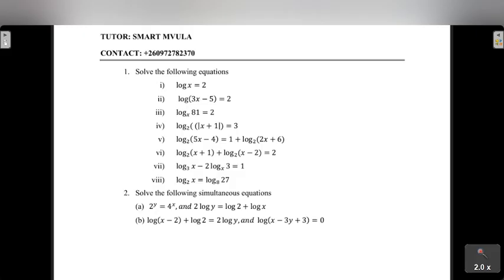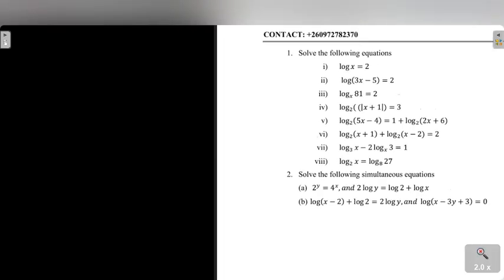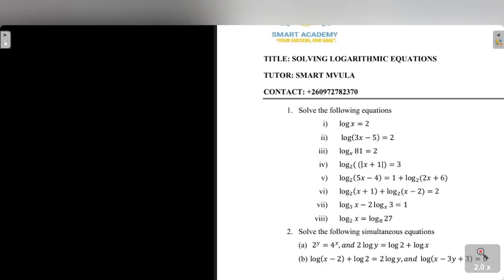So now we move to part 6. We have log base 2 of (x plus 1) plus log base 2 of (x minus 2) equals 2. Since we have two logs there, we need to combine them so that we have a single log.